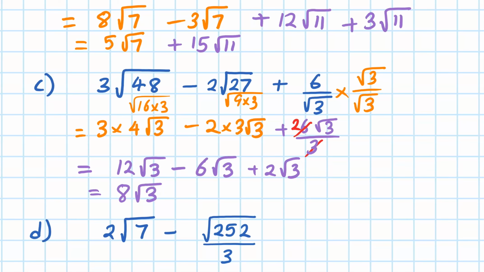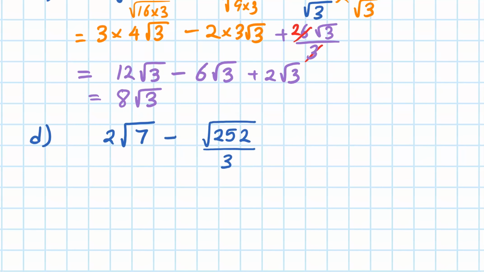Okay, part D. Little tricky, challenging, isn't it? Well, this is 2 root 7 itself. What we need to simplify is this one. So you need to crank your brain and see what numbers go into 252. Well, there's a clue here. If this was 7, this should be done with 7. So let's give it a shot.